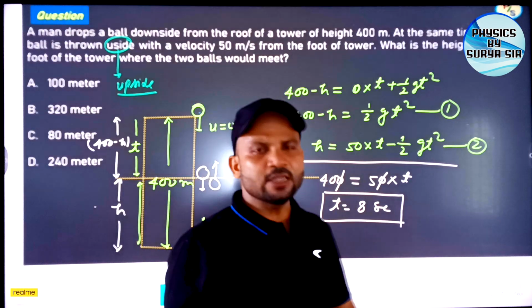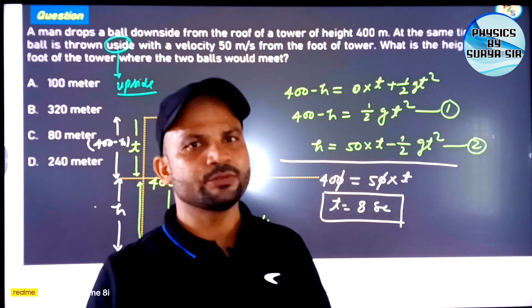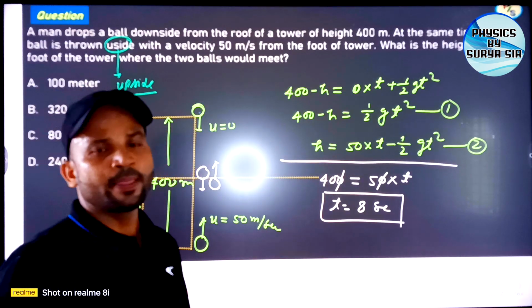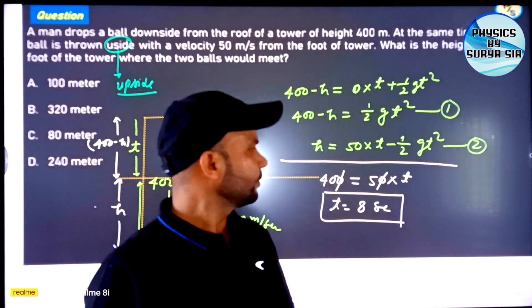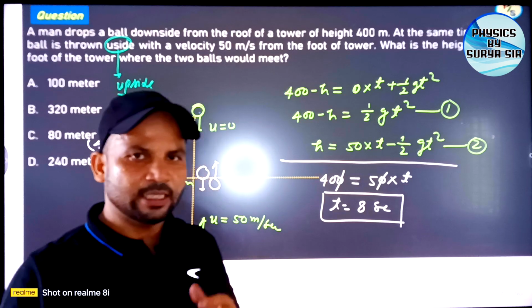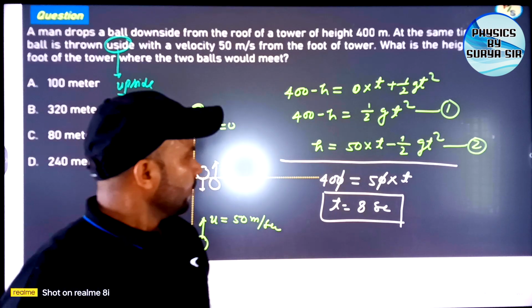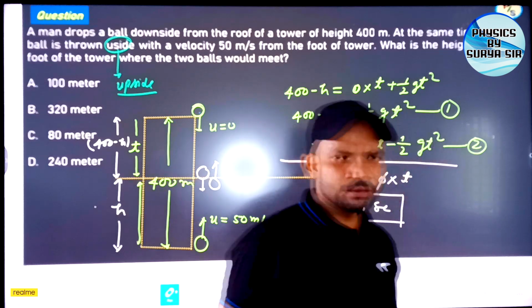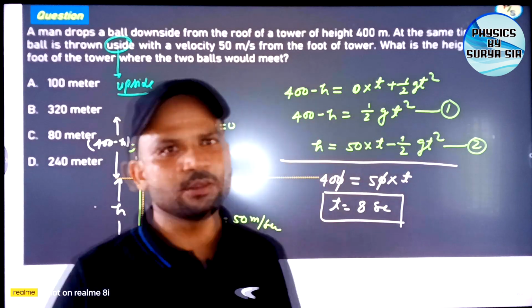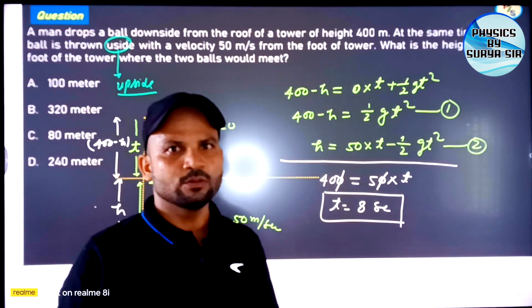Clear? So this way we can solve different types of problems of motion under gravity using the equations of motion under gravity, depending upon the different conditions. Okay, so everyone, solve more problems. We will meet you in the next video.